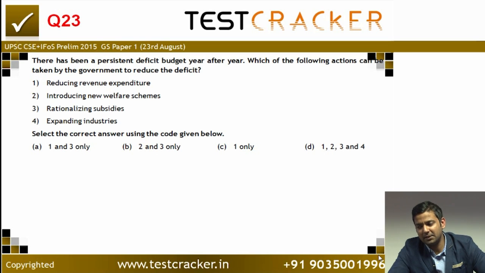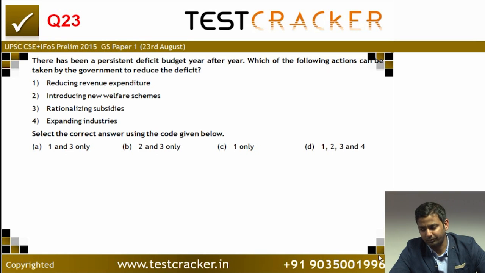Now you read the statements and take a call. Statement 1 simply says reducing revenue expenditure. So it is about reducing expenditure. Straight away you select this, reducing revenue expenditure. Statement 2 says introducing new welfare schemes. If the government is introducing new welfare schemes, is it going to increase expenditure or reduce expenditure? Obviously it is going to increase expenditure. Therefore, you are rejecting 2 straight away. So 1 is selected, 2 is not.